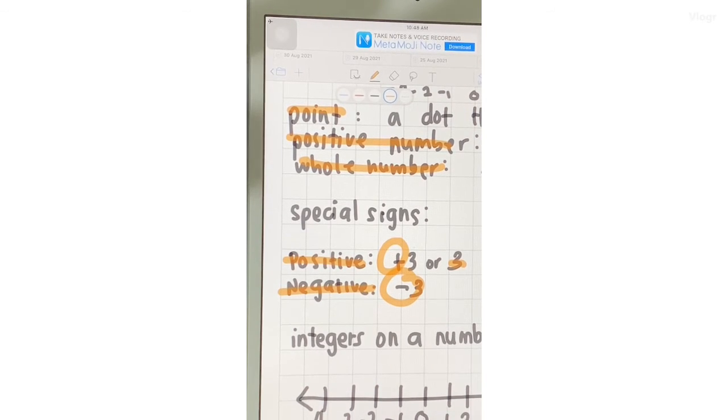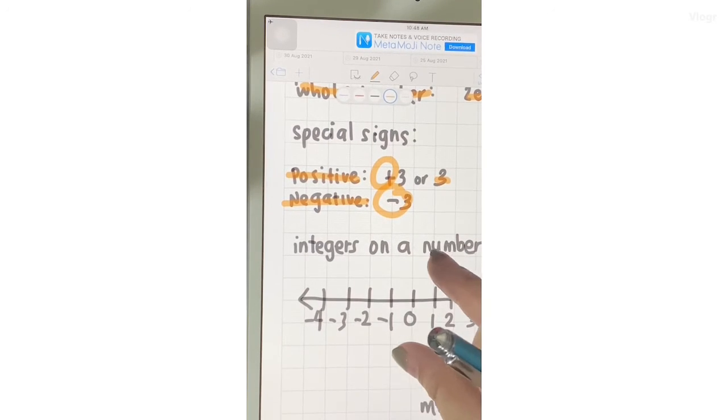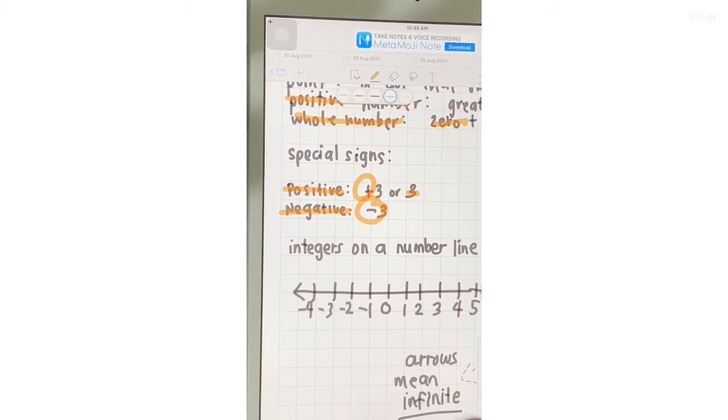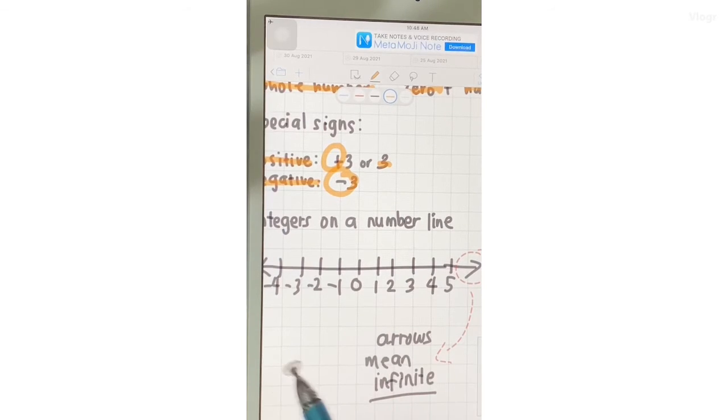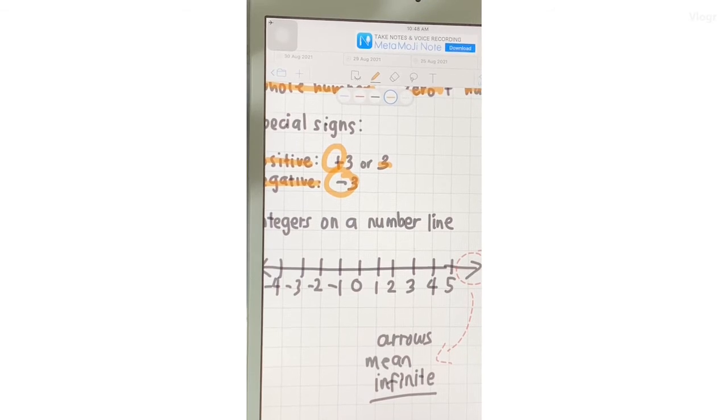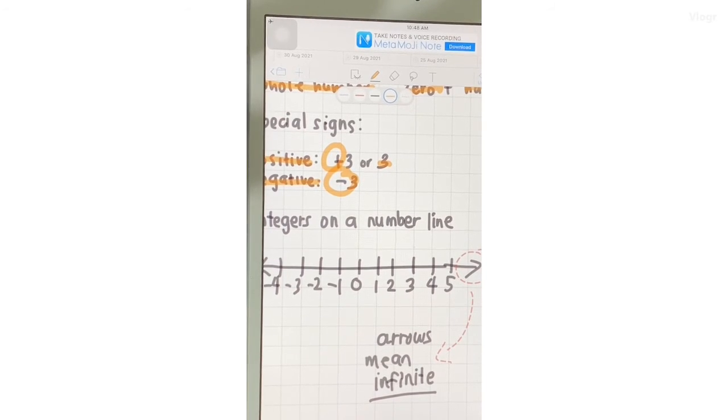But if you include the negative sign, people automatically think that you are talking about a number that is below 0. Now, let's discuss integers on a number line. I have here an example of a number line, and as you can see, towards the end of the number line, I have arrows. Those arrows basically mean infinite, meaning it can go on and on until hundreds, thousands, sometimes even millions, if you can write that down.